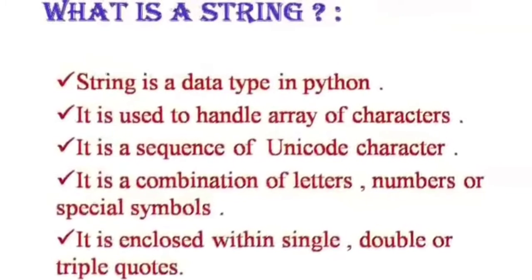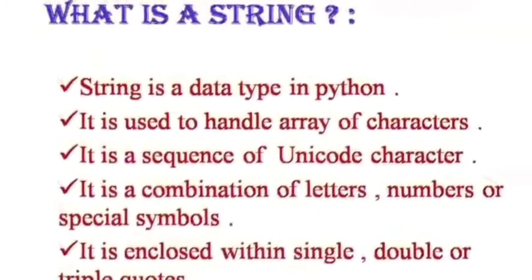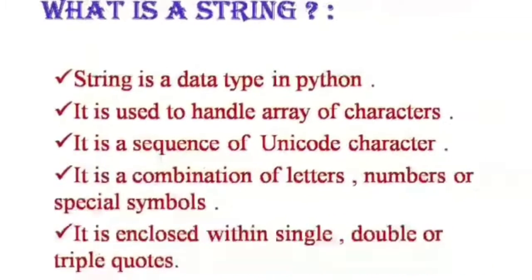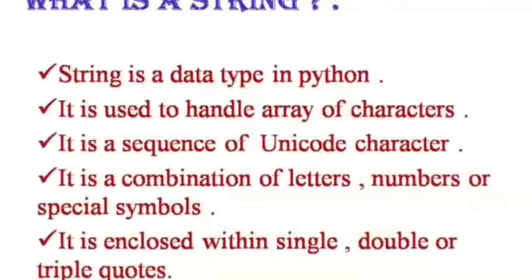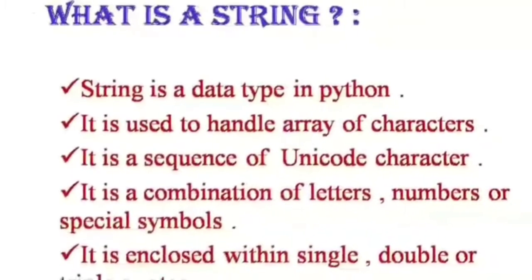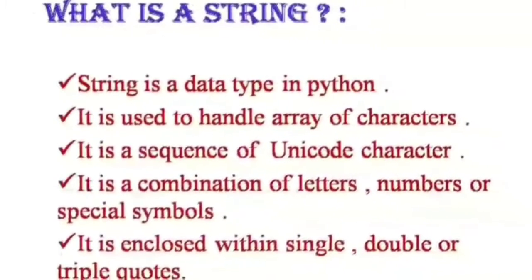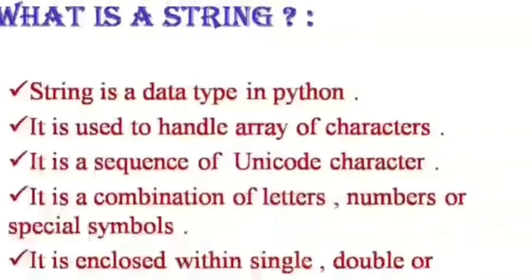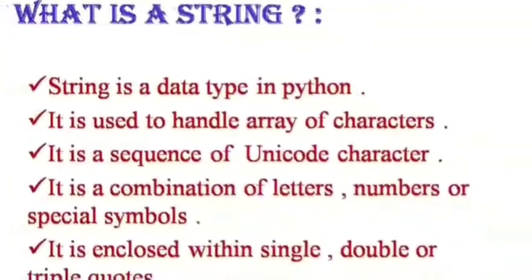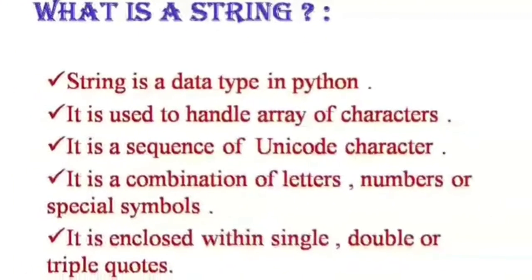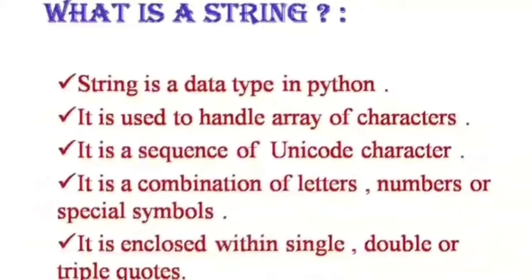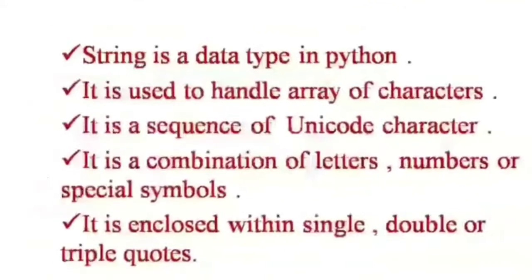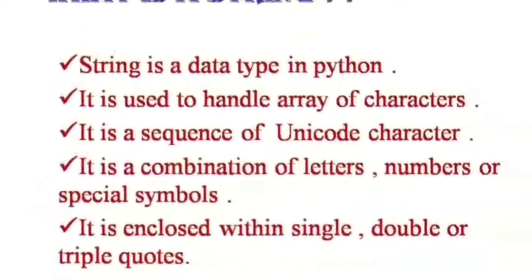First one is, what is a string? String is a data type in Python. It is used to handle an array of characters. It is a combination of letters, numbers or special symbols. It is enclosed within single, double and triple quotes. Each character has its own Unicode.